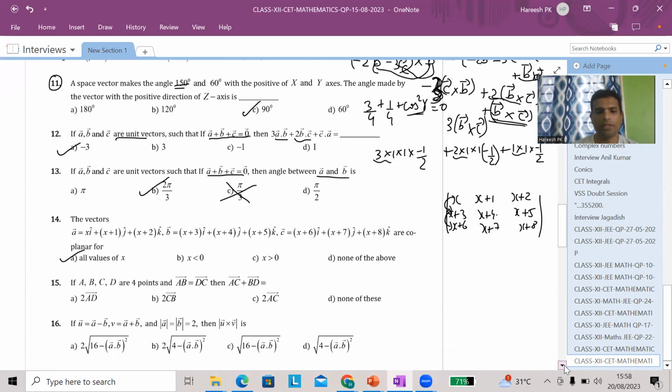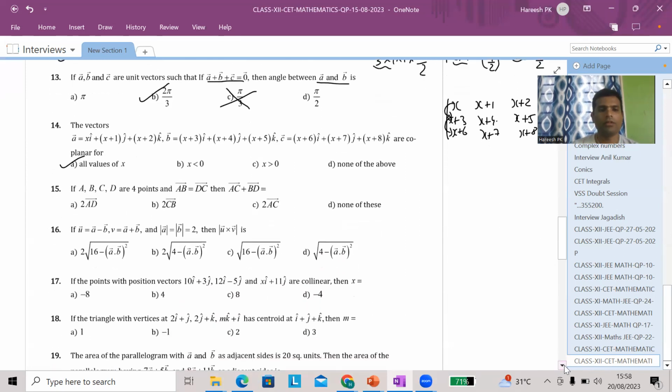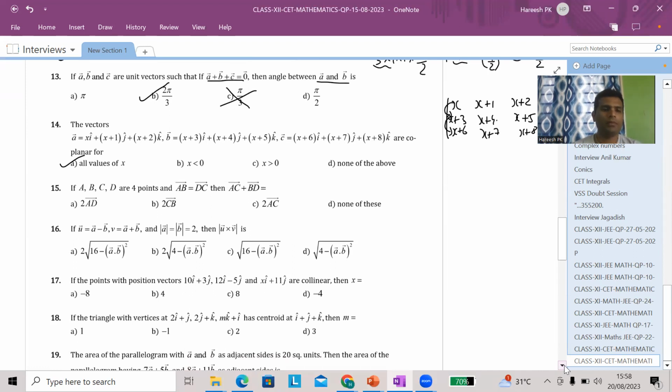How do we proceed with the next question? They have given A, B, C, D are 4 points, and let's assume AB is here in this direction, and DC is also in the same direction. That's why they're equal. Any two parallel vectors of equal magnitude are equal. Now, we can assume probably this to be a square also. So now they're asking what is AC plus BD.